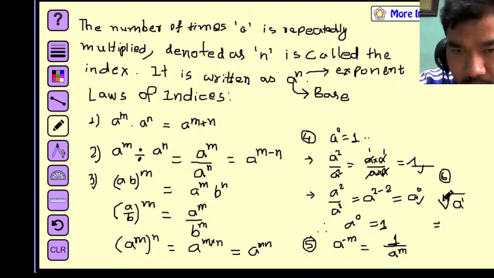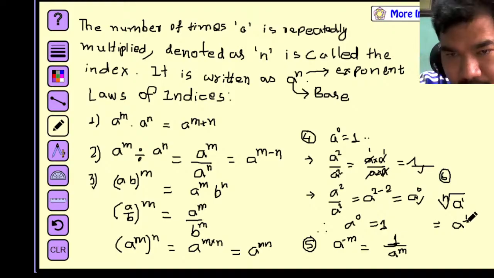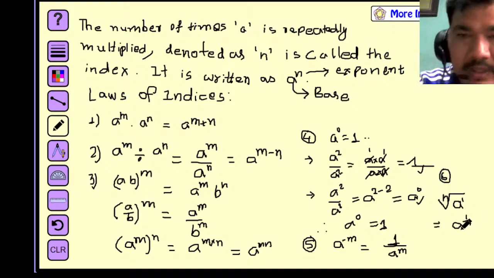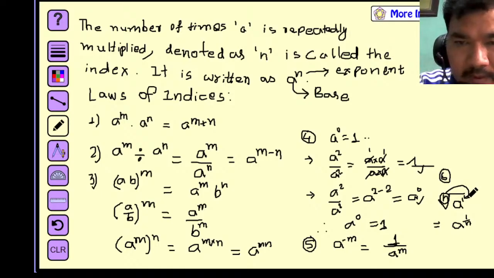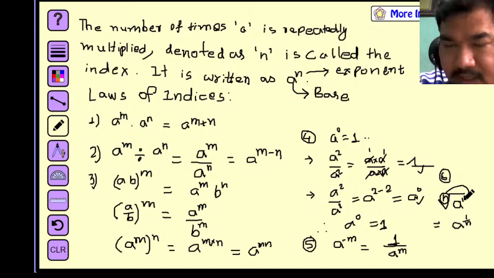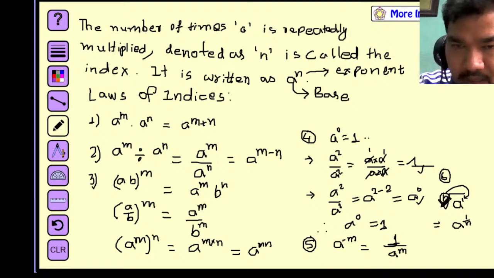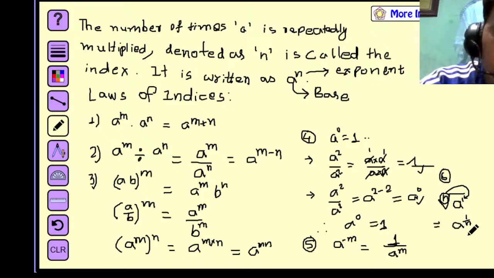Look children, when you cancel this radical symbol, this root symbol, then we write here 1 by n. Like this we write this order, this n comes below, as the power of the number which is inside this radical sign. Here is a to the power 1, then below the 1 there will be n. When you cancel this radical symbol, this is another law.